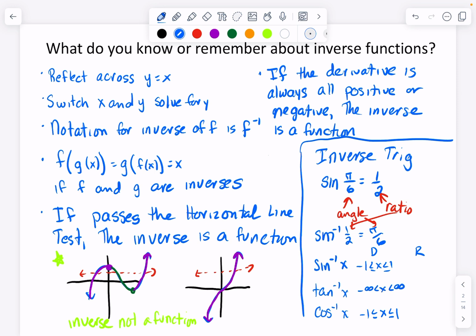Now the range, remember, for inverse sine is negative pi over 2 to positive pi over 2. And that's the same thing for inverse tangent. There's no equal sign there. Versus inverse cosine is 0 to pi. And if you need a better explanation on that, come see me.